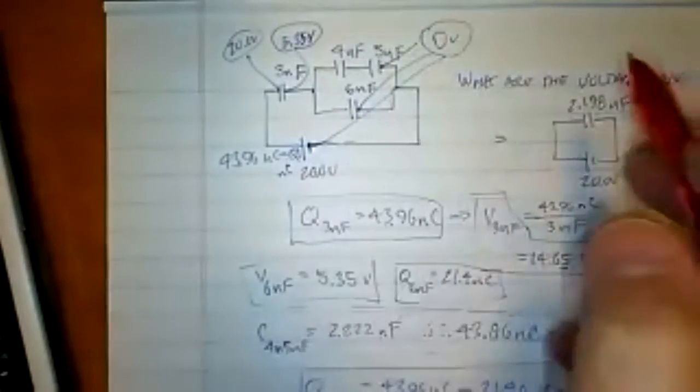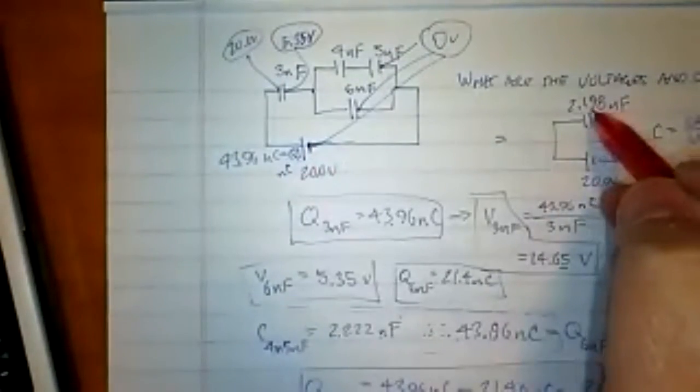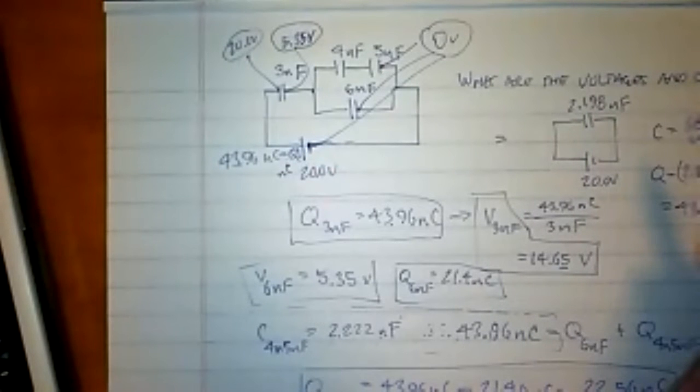Now from this, we said this 20-volt battery is equivalent to 2.198. So I should be able to get the total charge that flows by multiplying C times V. So that's 2.198 times 20 volts, which gives me 43.96, and it's nano. So I got a nano as a prefix. Farad times volts gives me coulombs. So it's 43.96 nanocoulombs. So I agree with that.